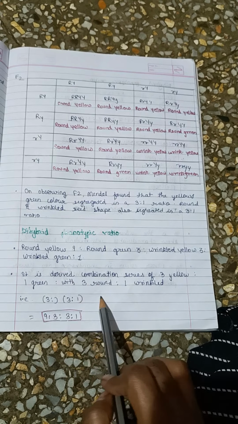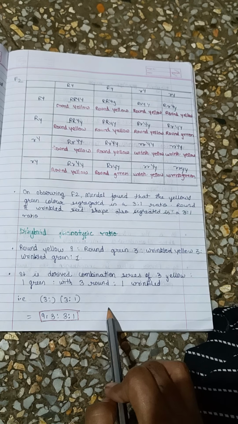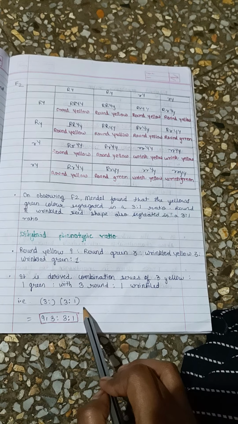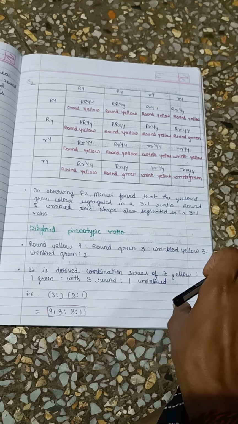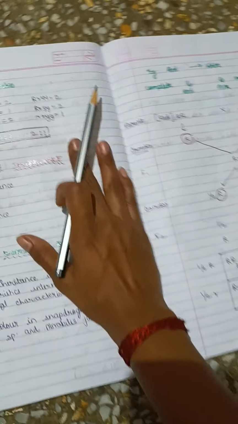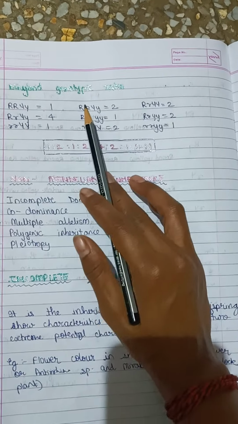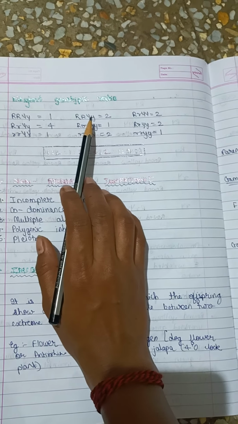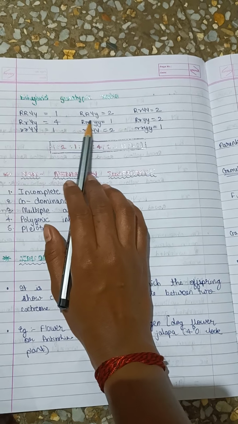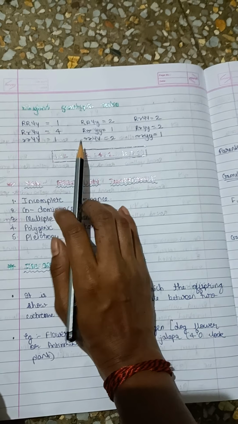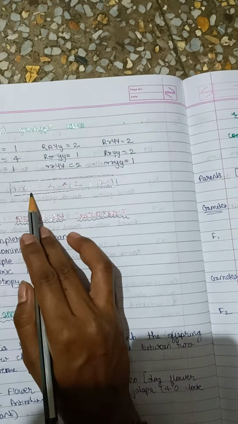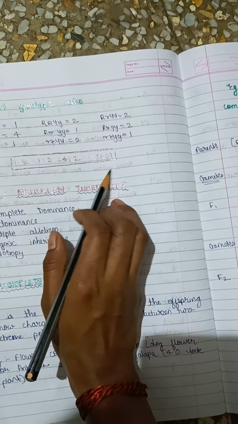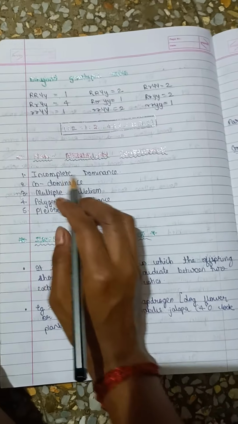It is a derived combination series of 3 yellow, 1 green with 3 round, 1 wrinkled, that is 9:3:3:1. Then the dihybrid genotypic ratio, that is capital R, capital R, capital Y, capital Y is 1. This is 2, this is 2, this is 4, and the ratio that comes is 1:2:2:4:2:1:2:1.